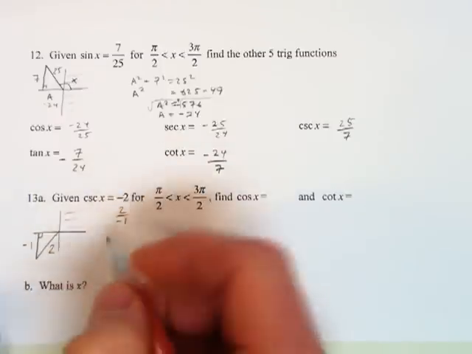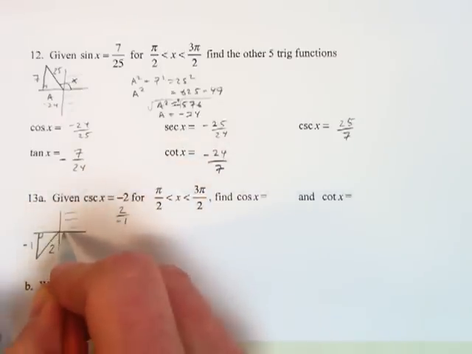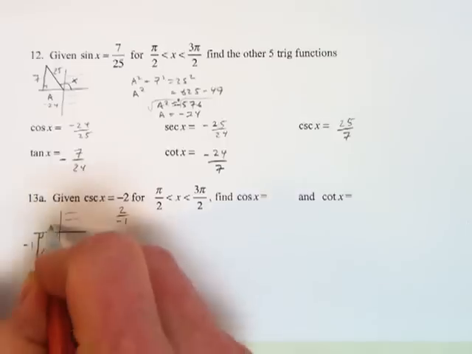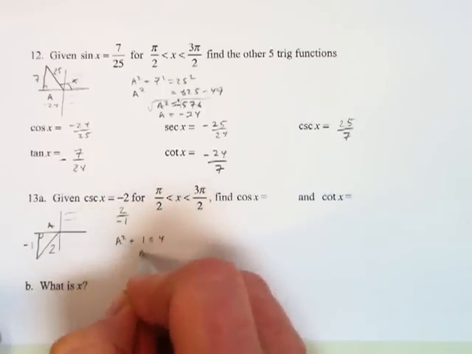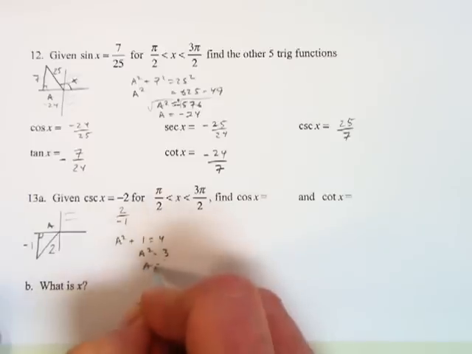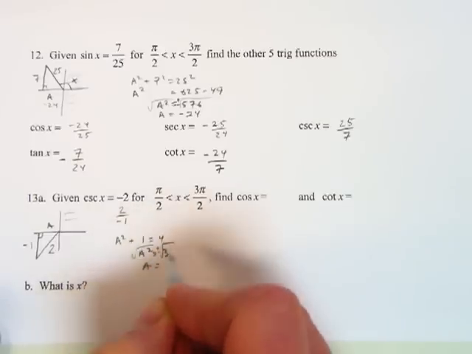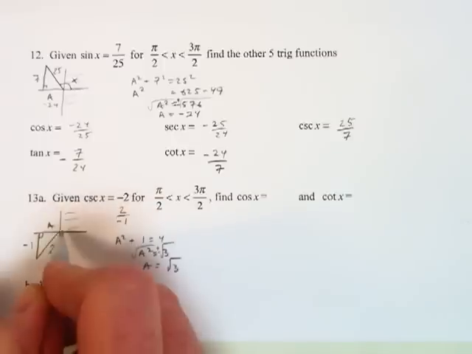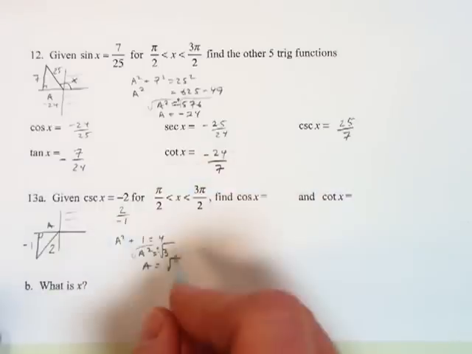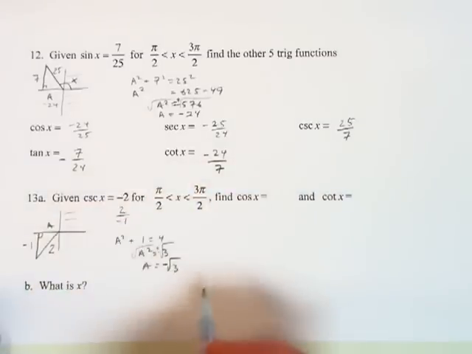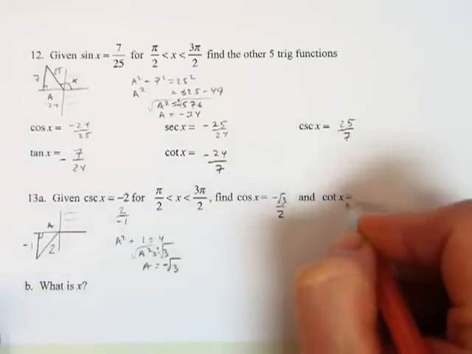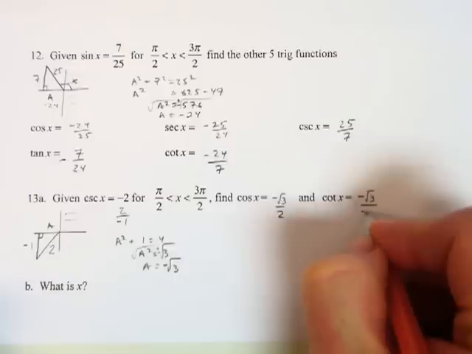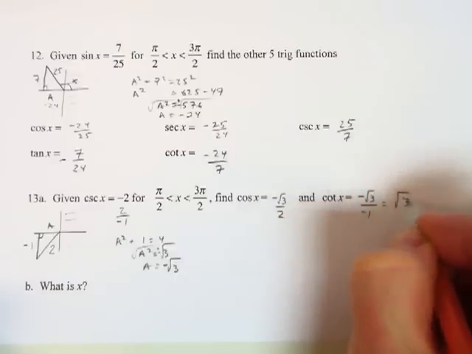We can use our Pythagorean theorem if you don't know what the answer is right away, and we can call it a again. So a squared plus 1 equals 4, a squared equals 3, a equals plus or minus square root of 3. Which one do we want? We're in the third quadrant. The a value, the x value is negative, so it has to be negative square root of 3. So then cosine would be negative square root of 3 over 2. And cotangent would be adjacent over opposite. So it'd be negative root 3 over negative 1, or in other words, just square root of 3.